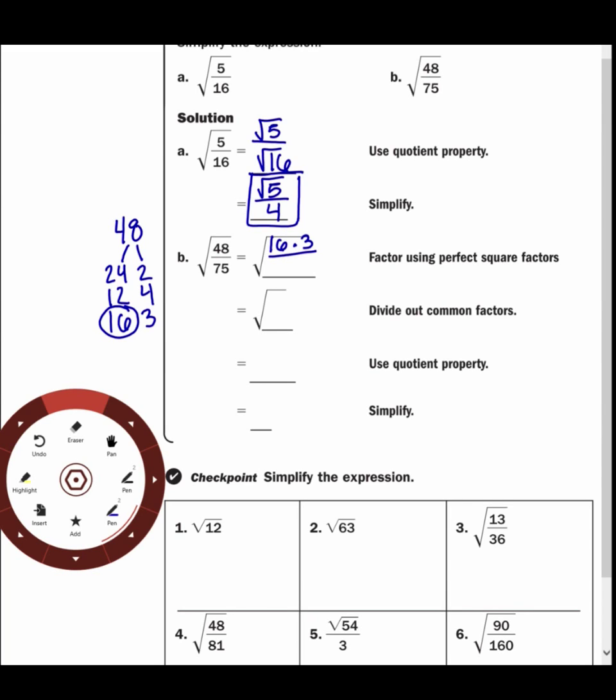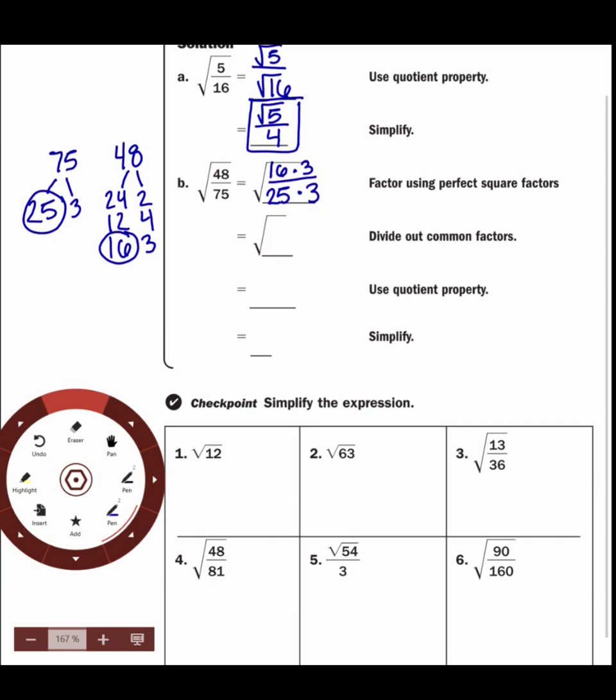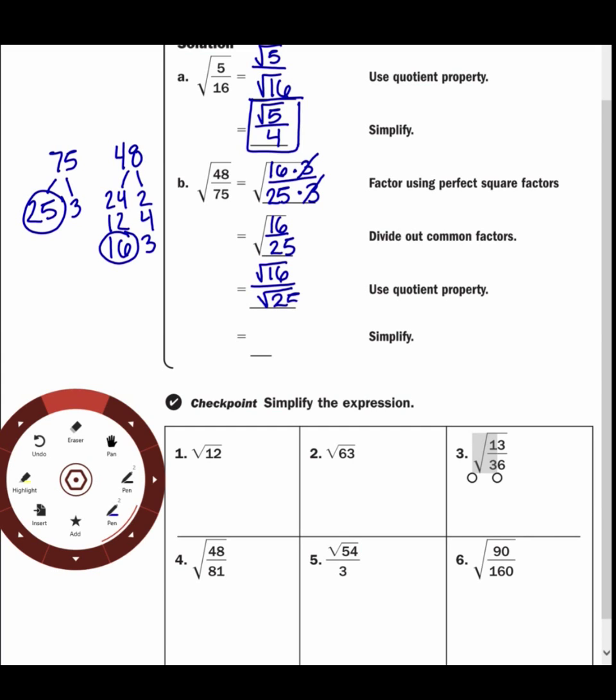And I'm also going to break the bottom 75. Well, that one's not too hard. It's 25 and 3. And I know 25 is a perfect square. So I have 25 times 3. So then I can actually divide out the common factors. I have 16 times 3 over 25 times 3. Well, 3 over 3, they cancel out. So then I'm just left with radical 16 over 25. So then the quotient property tells me I can break that down into radical 16 over radical 25. Well, radical 16 is just a 4. Radical 25 is just a 5. So I reduce it to 4/5 as my answer.